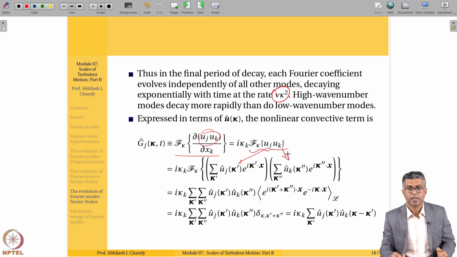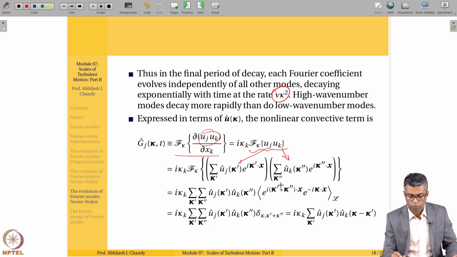So I will write uj and uk as inverse Fourier transforms. Then what I have is i kappa_k of f_k, and then u_j I write as sum over all wave numbers kappa prime of û_j(kappa prime) e^(i kappa prime · x), multiplied by the u_k value, which I write again as û_k(kappa double prime) e^(i kappa double prime · x), summed over all kappa double prime.